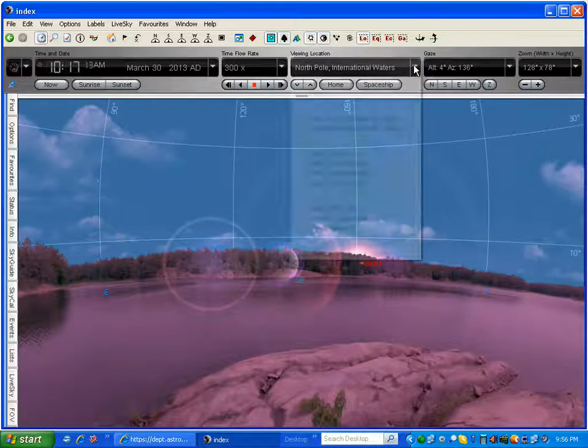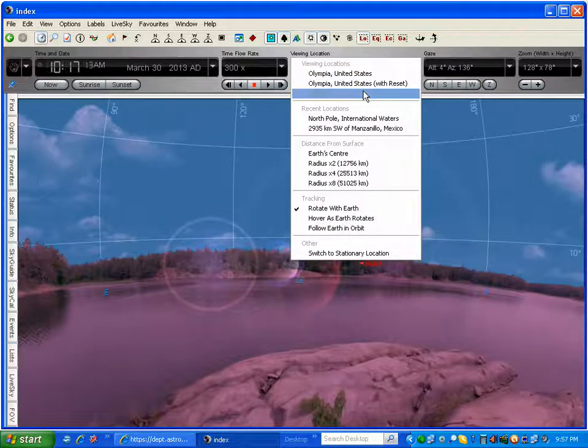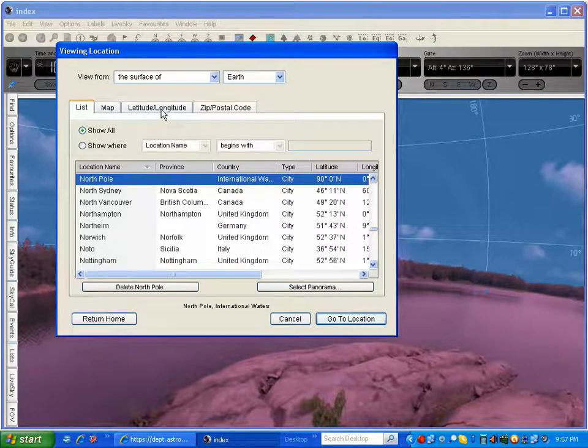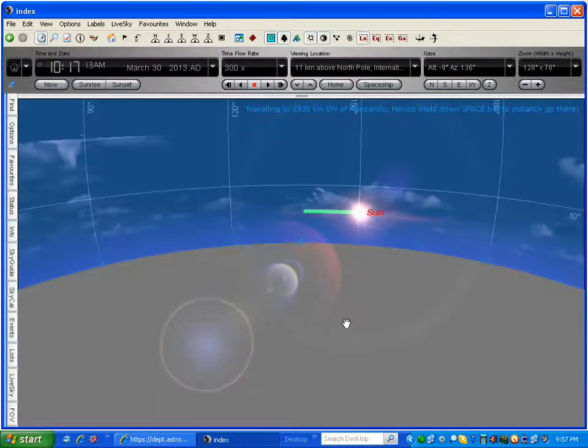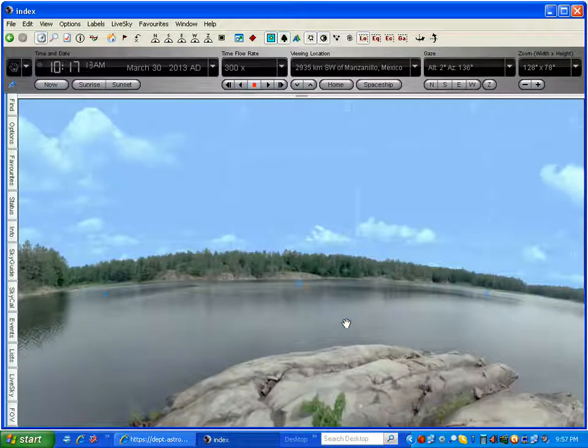Let's take a look to see if it worked at the equator. So we'll go back here, and we will go to the equator. And now we'll go to sunrise.